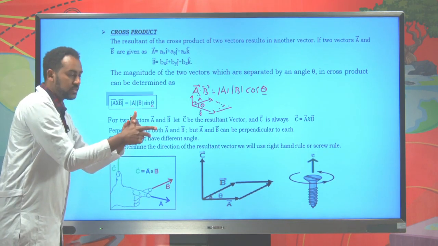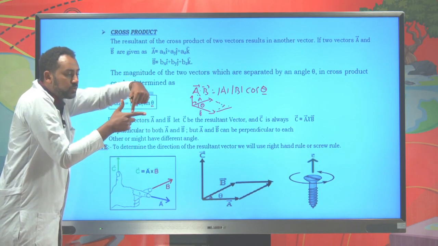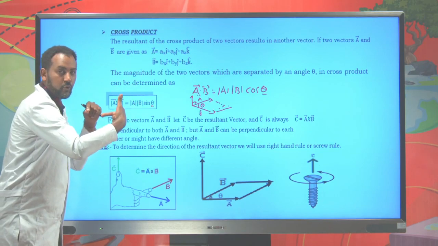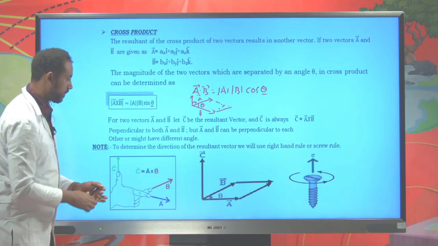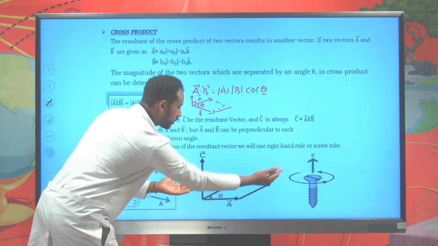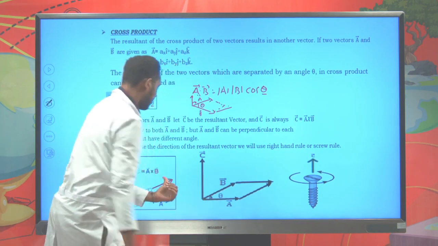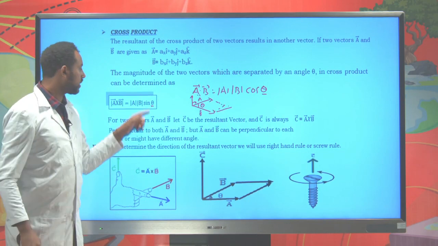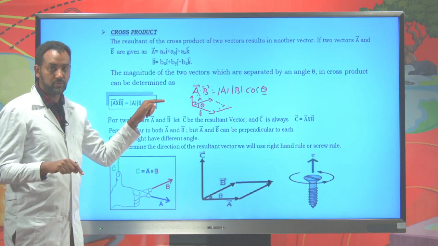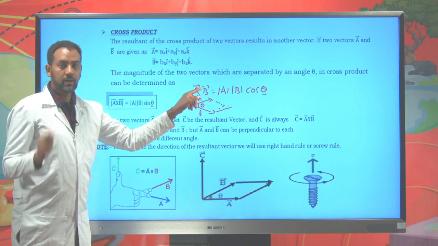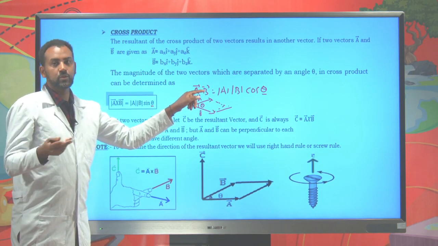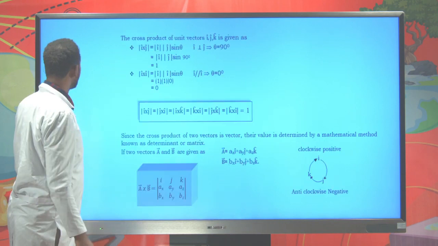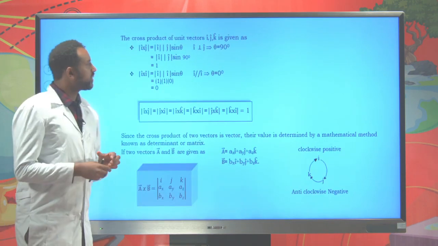Let's say that c is the resultant vector, and c is perpendicular to this vector, as well as perpendicular to this vector. For both vectors, it's perpendicular. Here you have vector a and b. It's possible to use a screw rule or a right hand rule. Therefore, the resultant vector is always perpendicular to both vectors whenever you cross two vectors. But when you are having a dot product, the result is not a vector, it's a scalar. Okay, you don't need the direction.